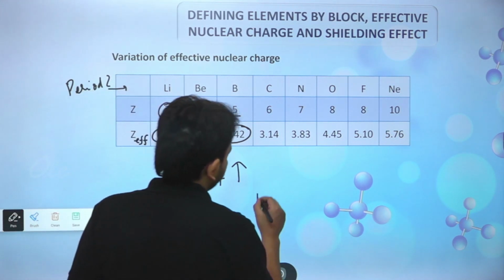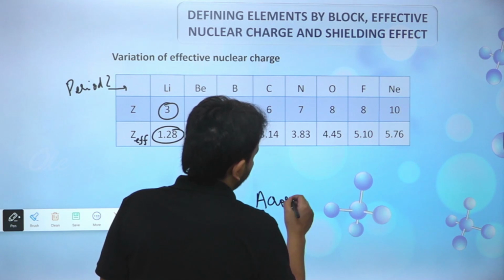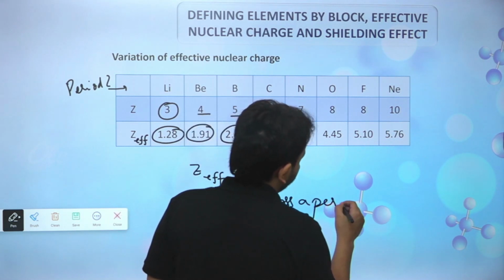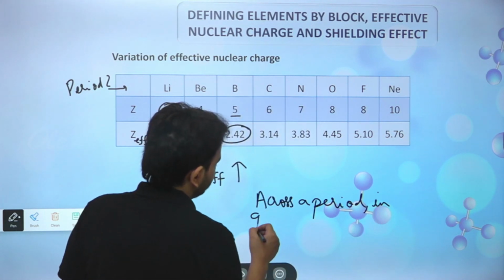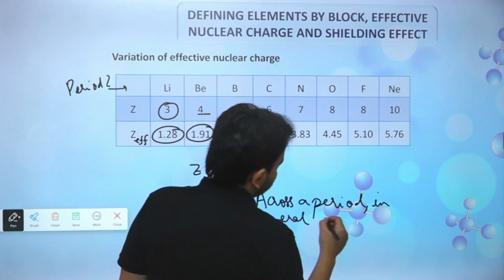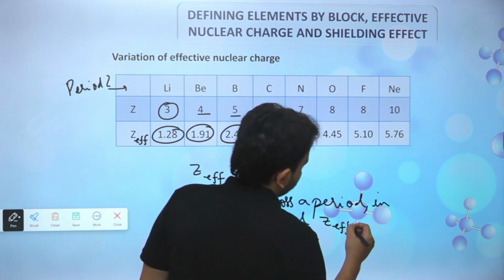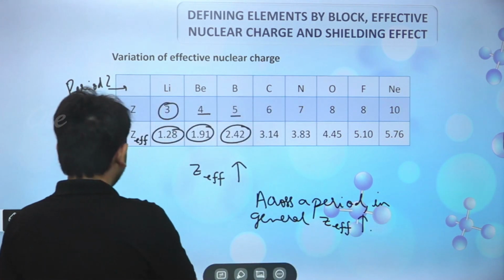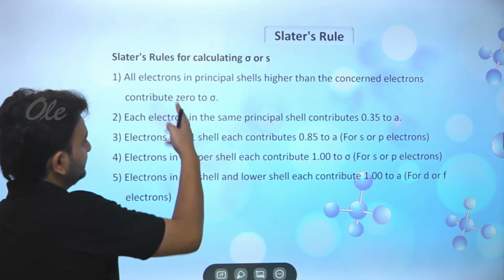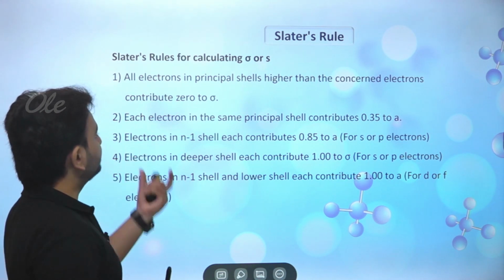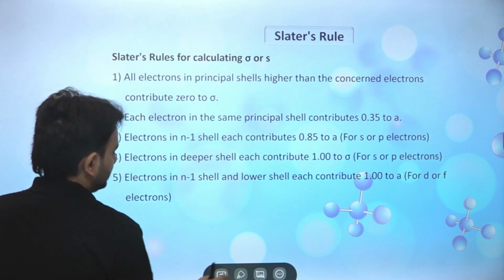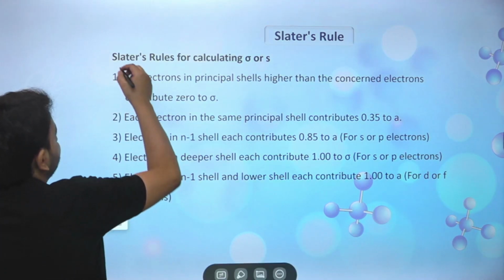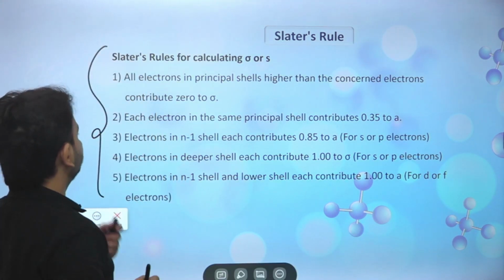So across a period, in general, Z effective increases. There will be exceptions, but as I've told you, in general it increases. Please take a screenshot of this and read these Slater's rules, guys. Read all the 5 rules.